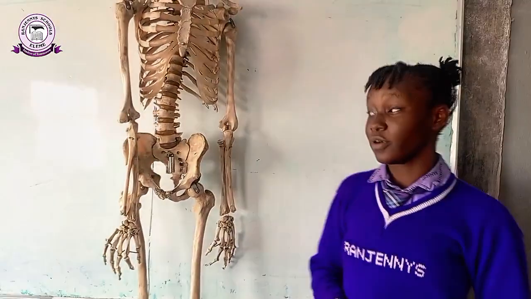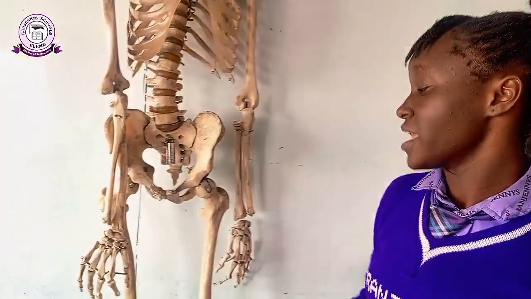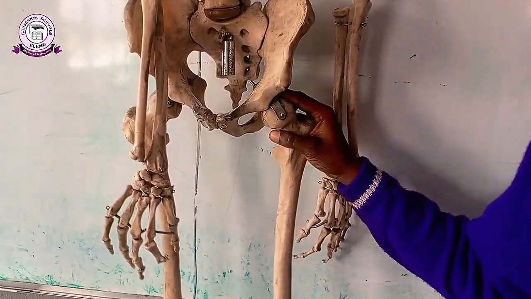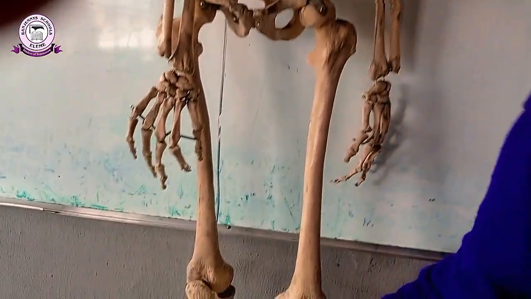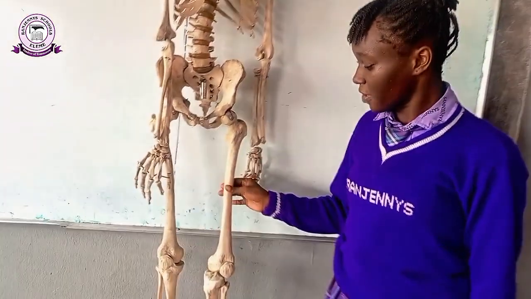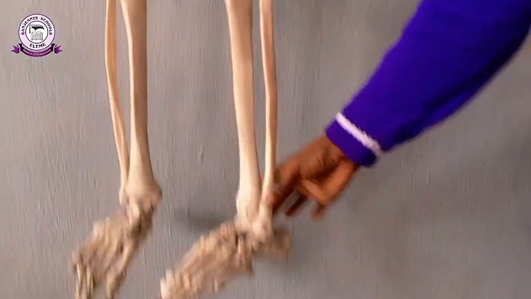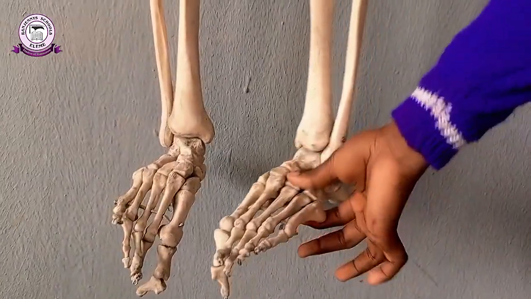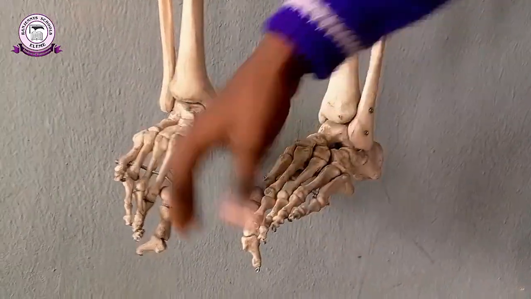The femur makes a ball and socket joint with the pelvis, where it is fixed into the acetabulum. It also forms a hinge joint with the tibia and the fibula at the knee. The hind limbs consist of the femur, tibia, fibula, tarsals, which are called the ankle, metatarsals, which are called the bones of the foot, and digits.